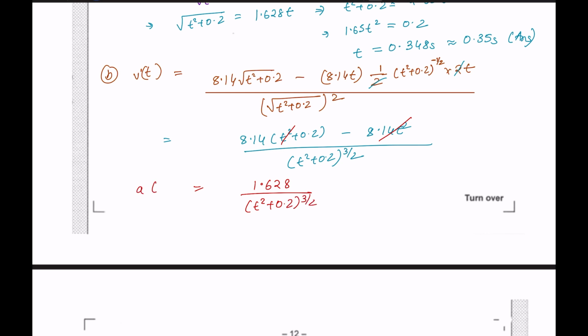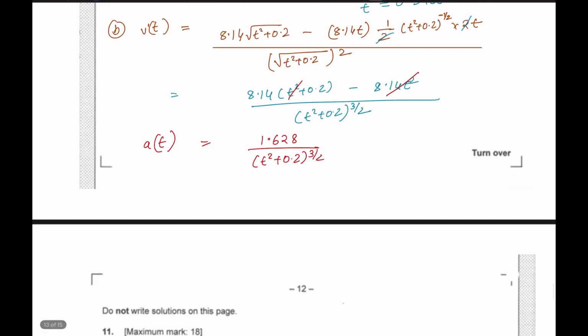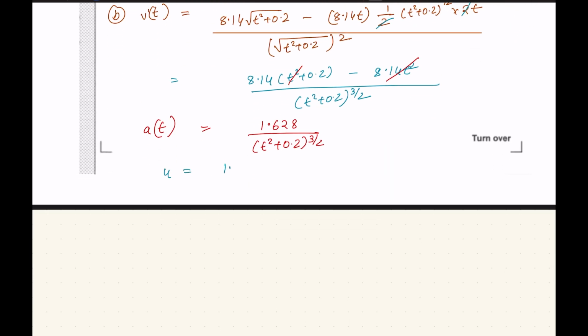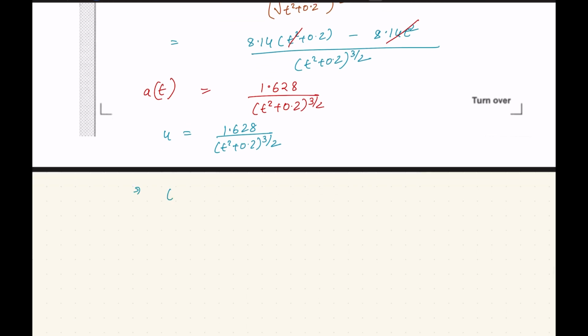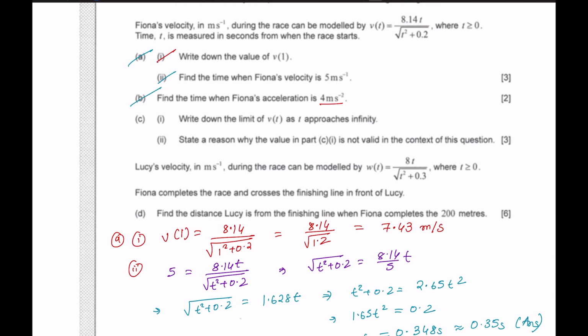This is v prime t, or this is the acceleration at t. Now we have to find the time when the acceleration is 4. We have to equate this to 4 and solve for the value of time. So I can bring this to the front, and 1.628 divided by 4 is 0.407. From here, we can directly solve for t, which gives us 0.59 seconds using our calculator. That is part B.